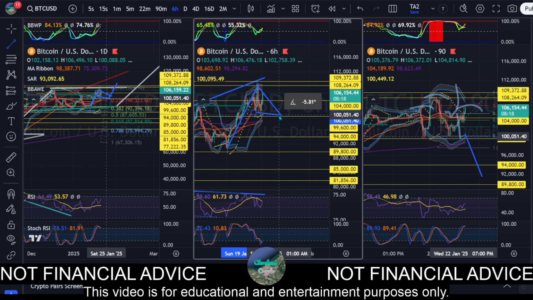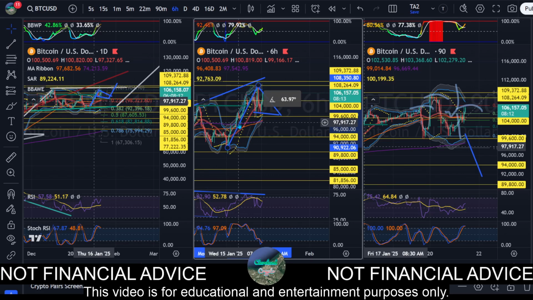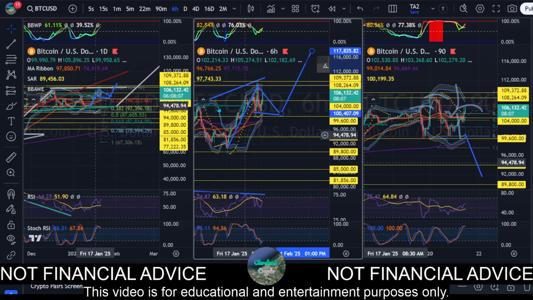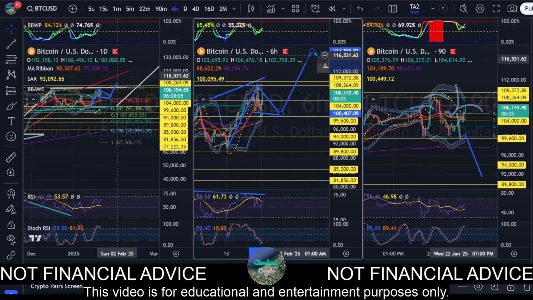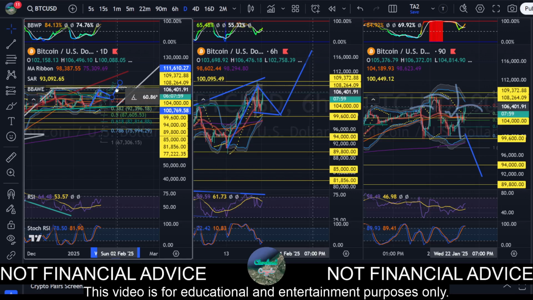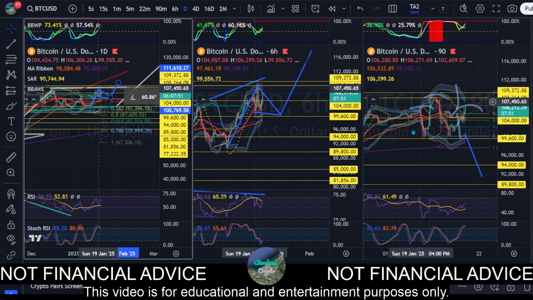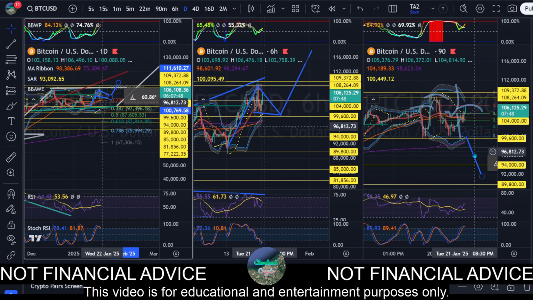It is a descending triangle though. So descending triangles usually break down. Hopefully that doesn't happen, but we talked about where it would go if it does. But if this bull flag does play out on the 6-hour chart, 117 is the target. If this bull flag plays out on the daily chart, 111 is the target. If this head and shoulders plays out on the 90-minute, well, then we're looking back down at the bottom of the range near 91.5.